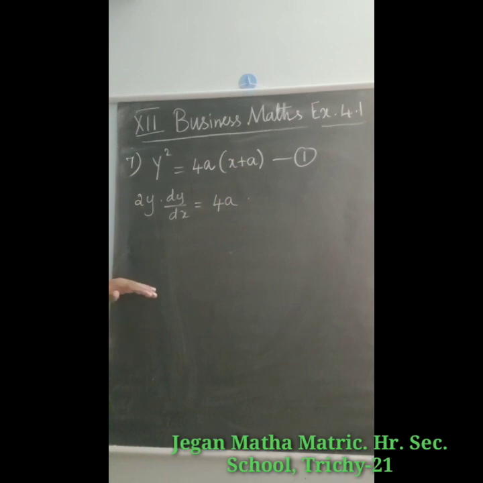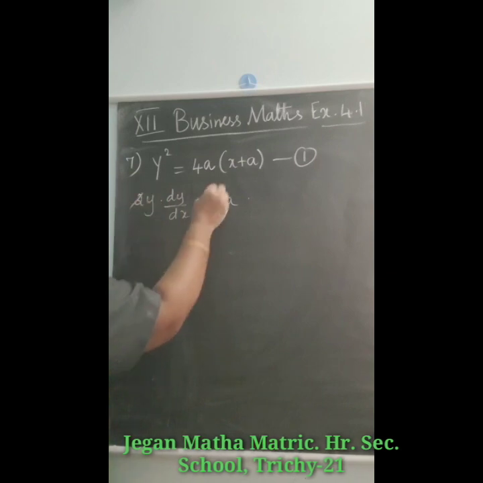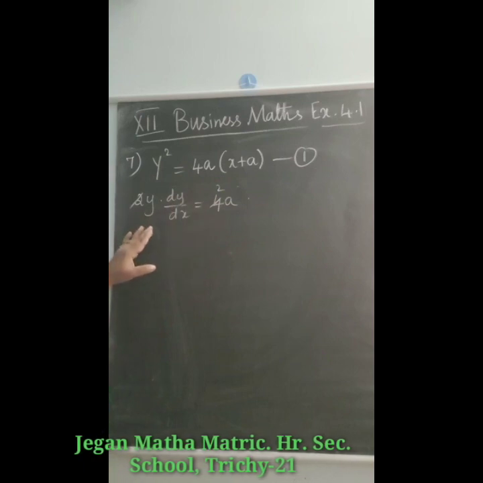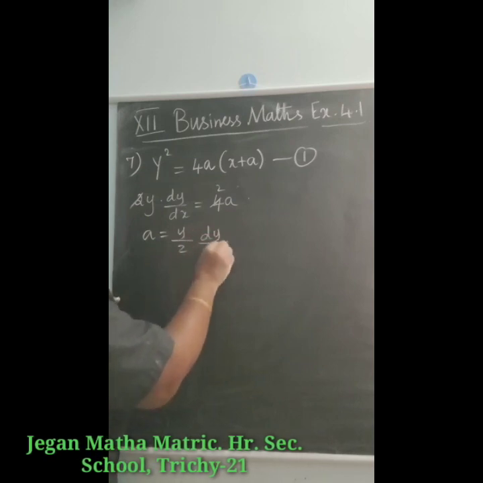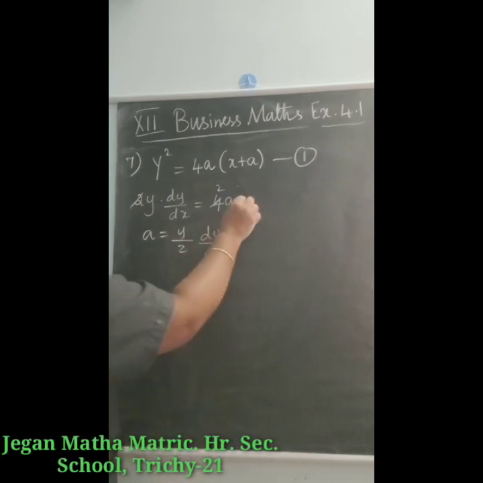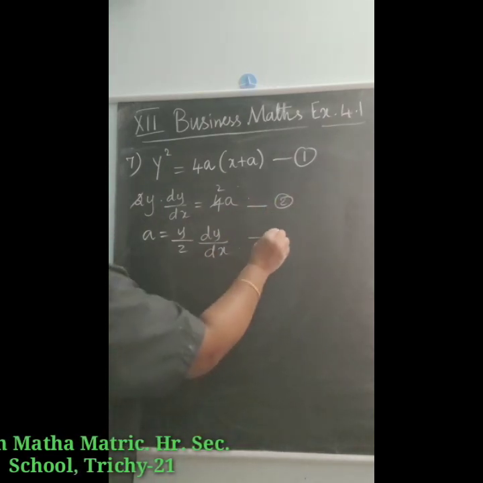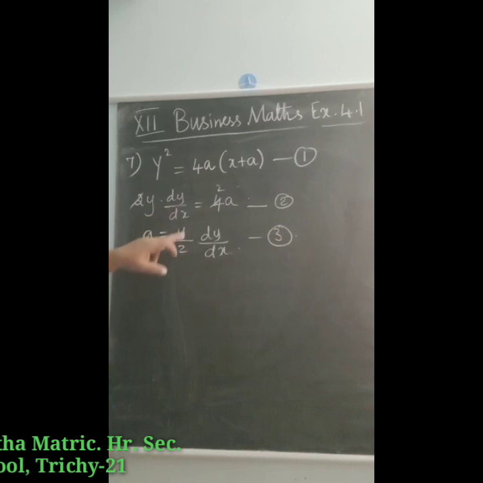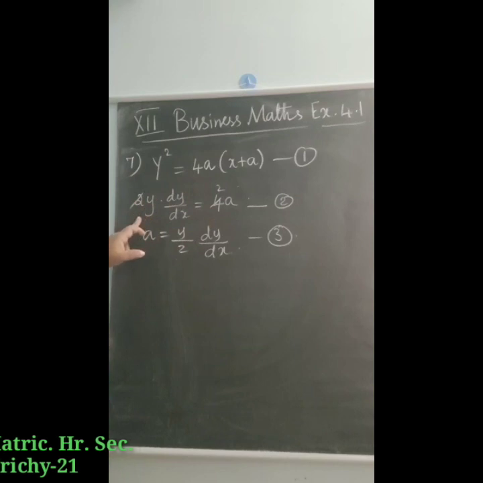So what do we do in the next step? Divide by 4. We will get 2, so a is equal to, and this 2 comes this side, y by 2 into dy by dx. This is the second equation. And this is the third equation, that is a is equal to y by 2 into dy by dx. Substitute 2 and 3: instead of 4a, substitute this one, and for a, substitute the value.